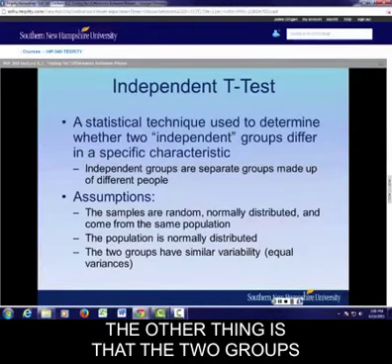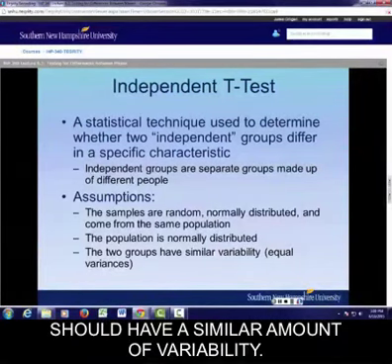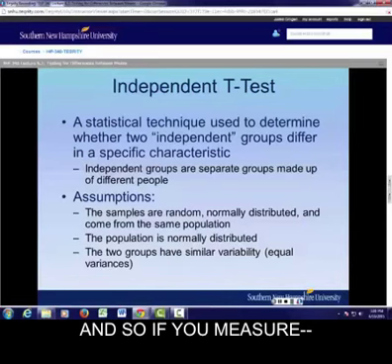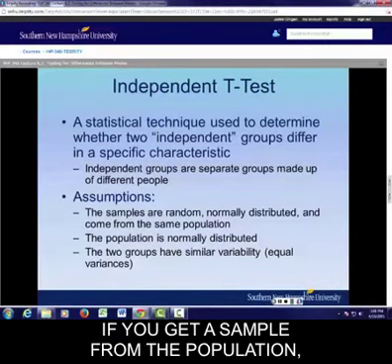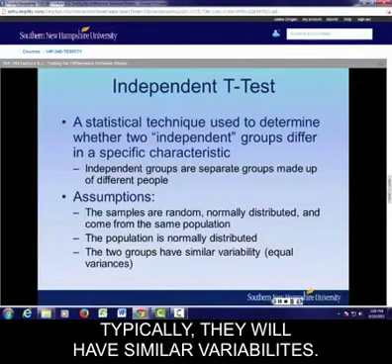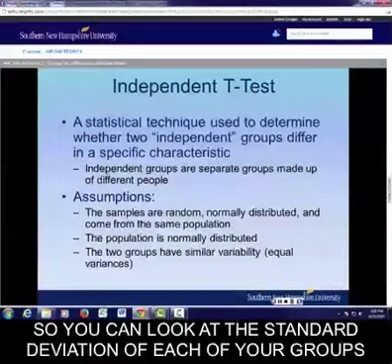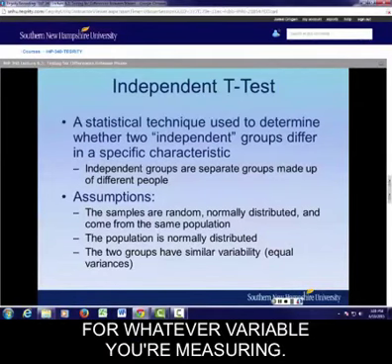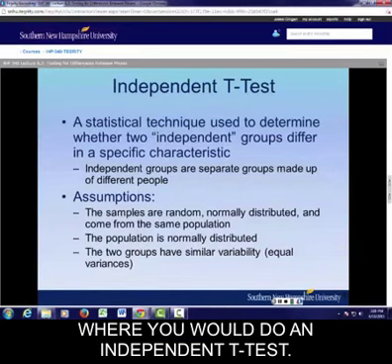The other thing is that the two groups should have a similar amount of variability. If you get a sample from the population and randomly divide them into groups, typically they will have similar variability. So you can look at the standard deviation of each of the groups for whatever variable you're measuring. So this is a scenario where you would do an independent t-test.